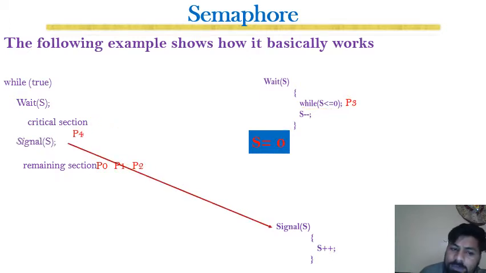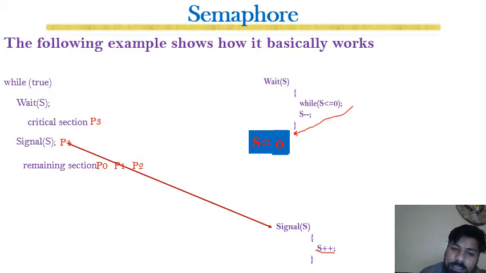Now suppose p4 leaves the critical section, then it must execute the signal function. The signal function just increments the value of s, so the value of s becomes 1. You can see that now the value of s is 1, so p3 notices that s is no longer 0, and it will decrement the value of s. You can see that the s value is 0 now, and p3 will enter the critical section. Similarly, once p3 terminates its critical section, it will call the signal function and another process will be allowed to enter the critical section.